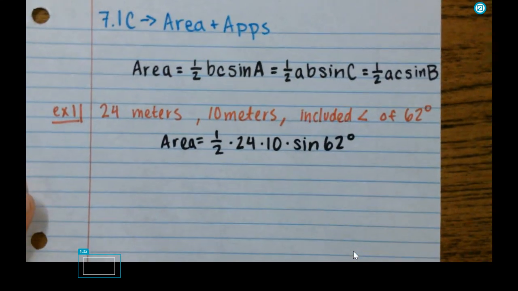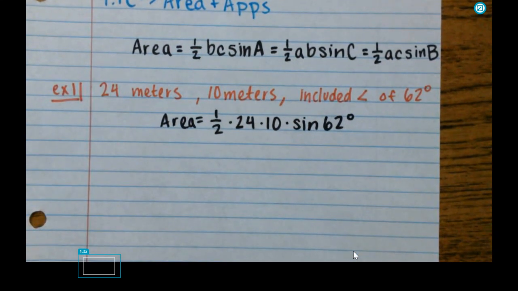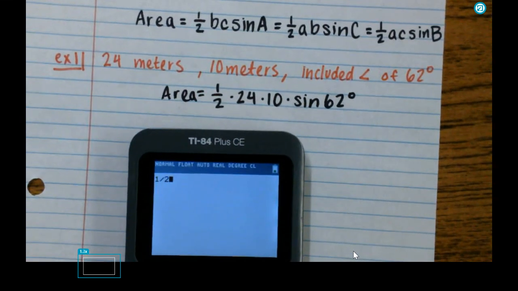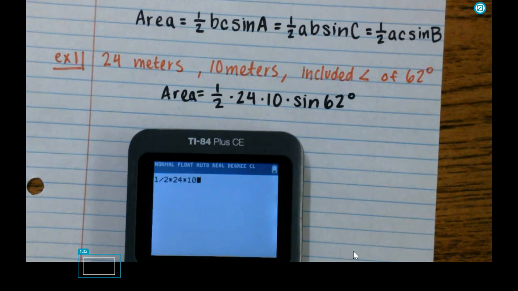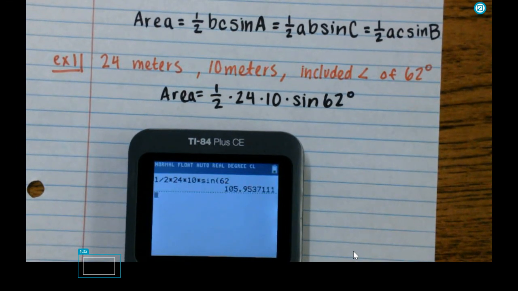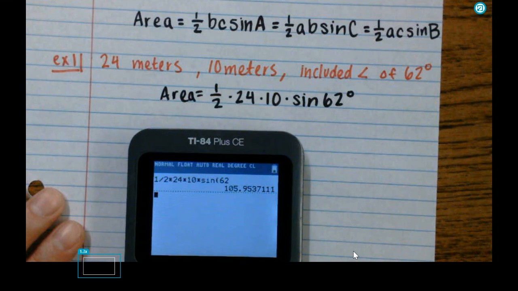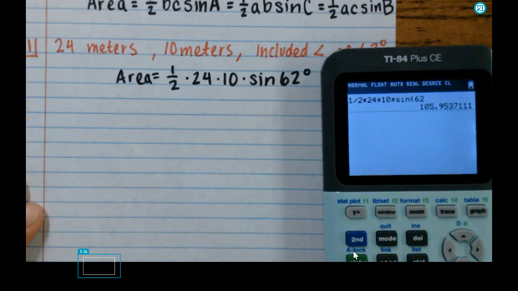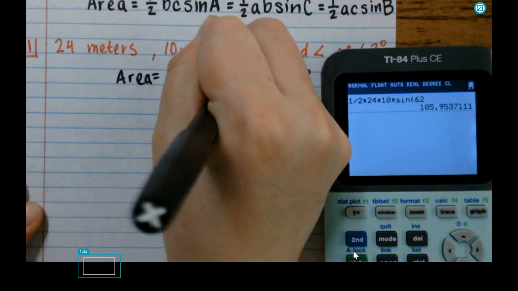So it's literally just a plug and play formula. You literally just plug in what you know. Again, we're not deriving it. You can just use it. So make sure your calculator's in degrees. 1 divided by 2 times 24 times 10 times sine of 62. And I get 105.95. It wants me to round to the nearest square meter, so that's going to be 106 meters squared, because it's area.